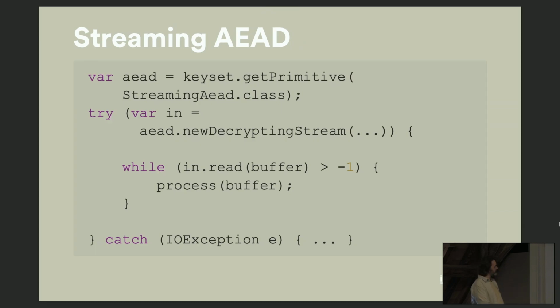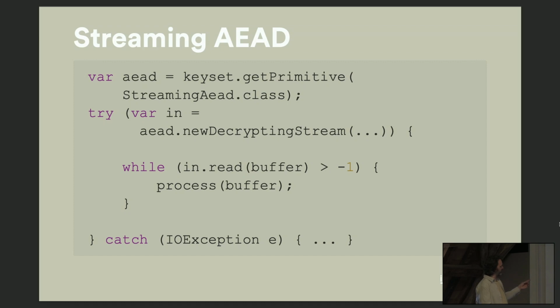And so Tink then has this streaming AEAD primitive. Again, we get our key set, and then we say, oh, give me a streaming AEAD, and it will go through and find an algorithm, and then we can create this new encrypting or decrypting stream. And then it pretty much works like the cipher input stream, except it's safe.